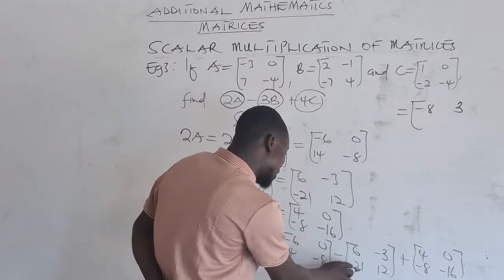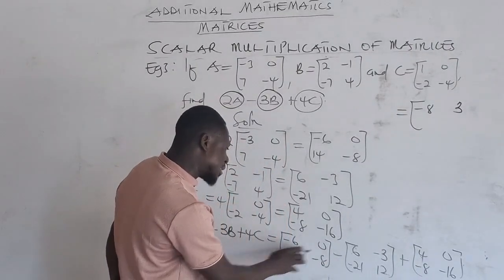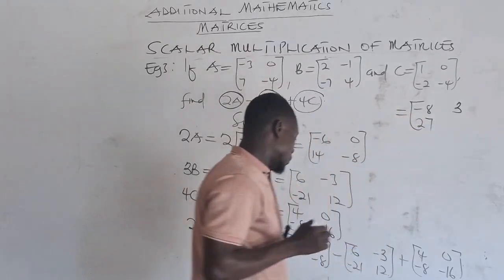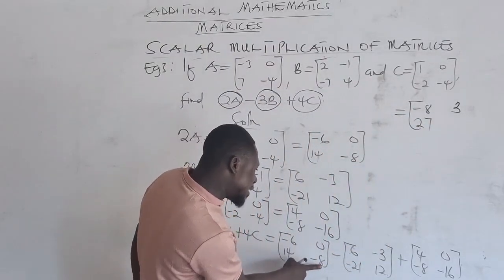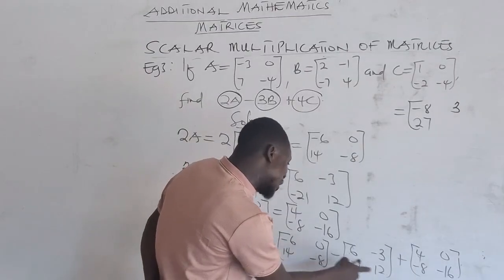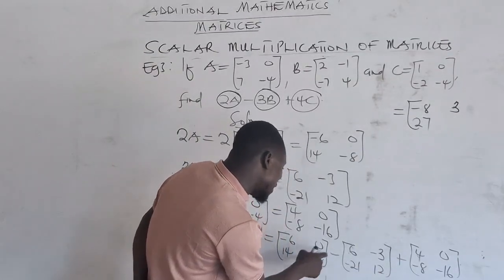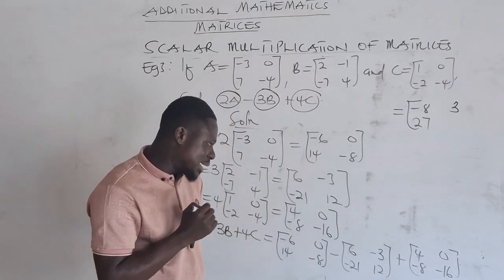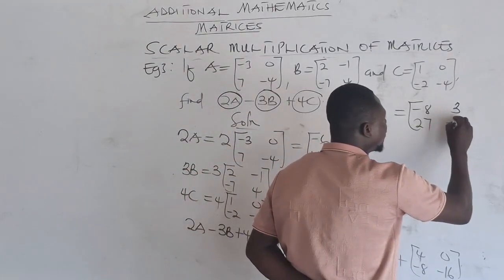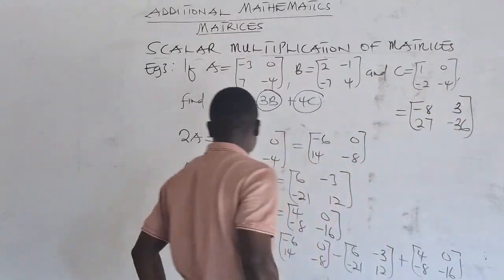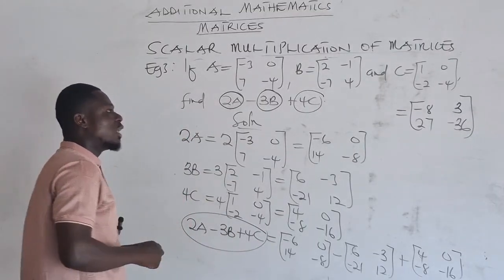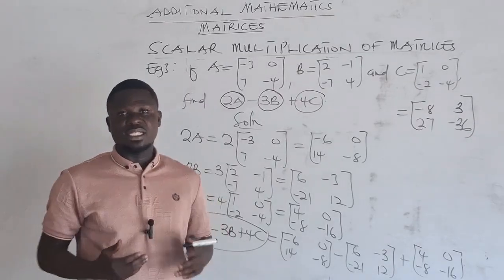14 minus negative 21 will give us 35, plus negative 8 will be 27. Then negative 8 minus 12 will be negative 20. Plus negative 16 will be negative 36. So we have negative 36. So this is the result for the whole expression here. We have negative 8, 3, 27, negative 36.